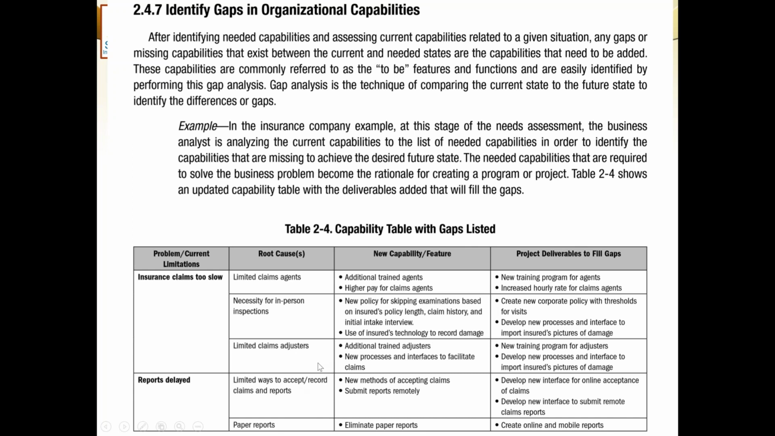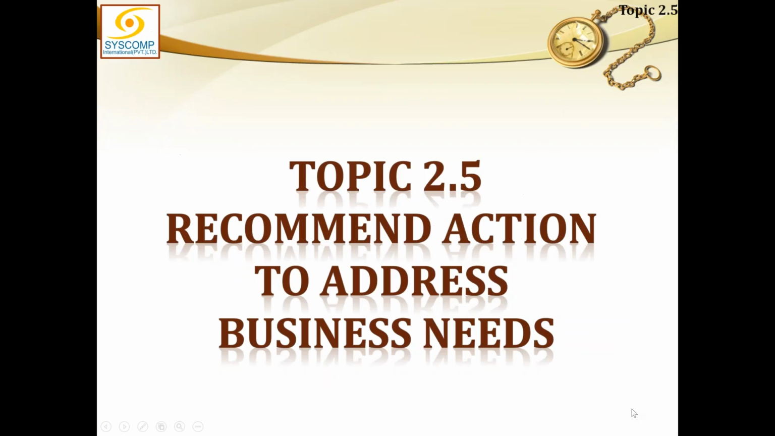Limited claims adjusters was the root cause, and we said additional trained adjusters are to be there and new processes and interfaces to reduce the claim. New training programs for adjusters. Develop new processes to interface, import insured pictures of damage. Similarly, reports delayed. When we said new methods of accepting claims, then develop new interfaces for online acceptance of claims. Submit reports remotely. Develop new interfaces to submit remote claims reports. Eliminate paper reports. So we need to create online and mobile reports.